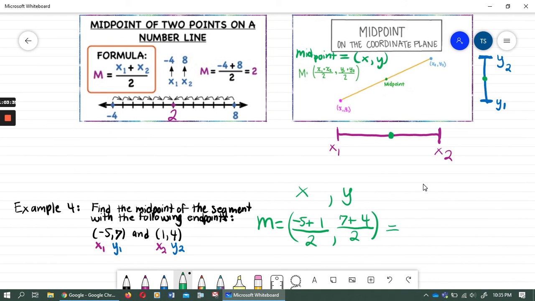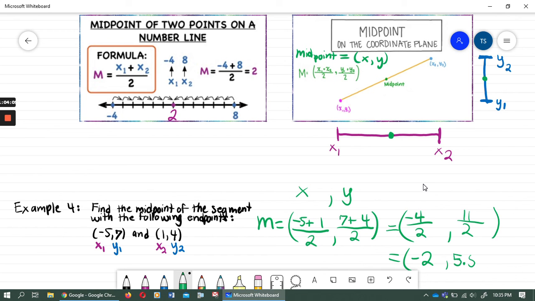So if we simplify that, and if we do what's on the top of the fraction first, at the top of the fraction, -5 plus 1 gives us -4, and -4 divided by 2 is -2. Awesome. All right. For the y values, when we simplify that part, 7 plus 4 gives us 11, and 11 divided by 2 gives us 5.5.